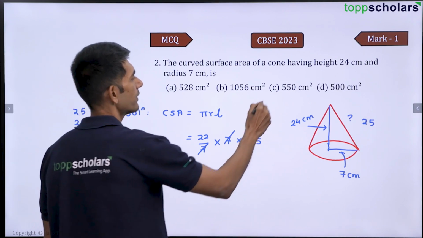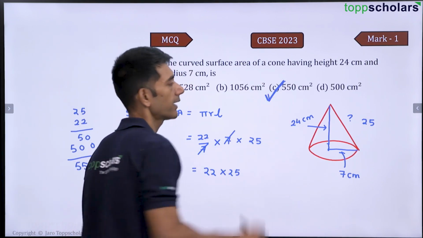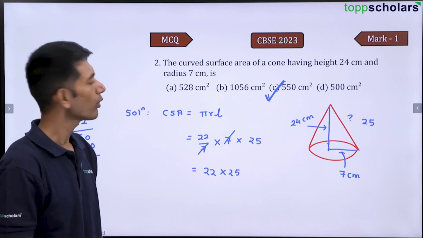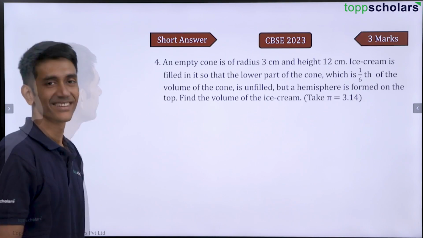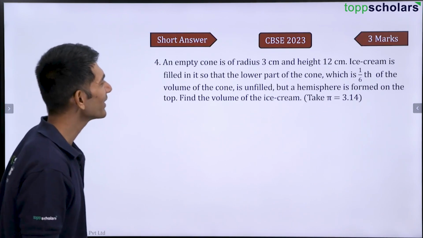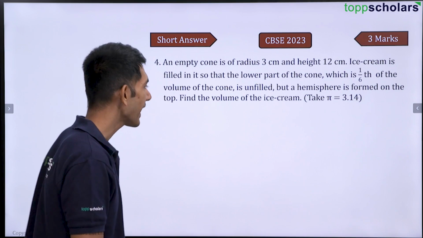So yes, 550 is the correct answer, right? I hope this is clear to all of you. Simple question, straightforward, nothing much in this. Let's continue further. So the new question says an empty cone is of radius 3 centimeter and height 12 centimeter.